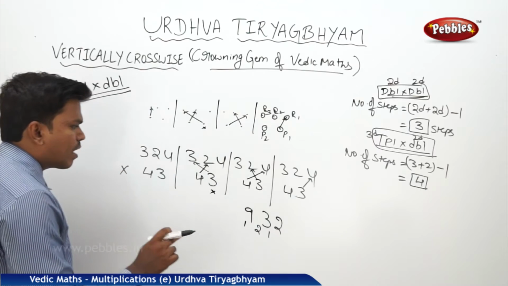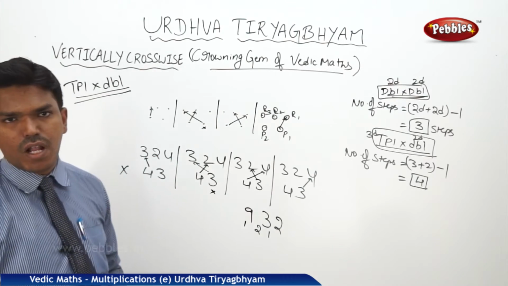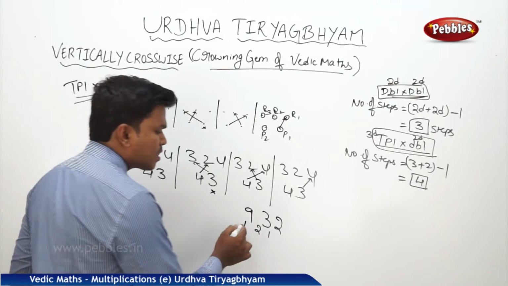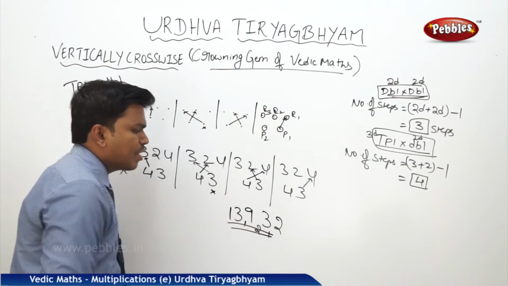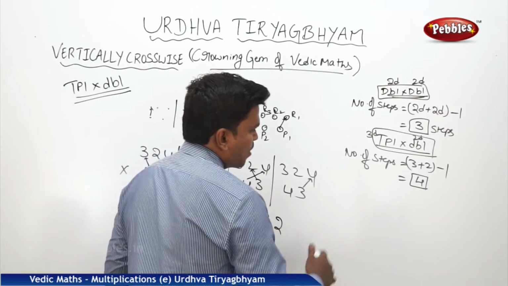Now what do we have to see finally? Second goes to last. That is second goes to third. So what is 4 3s? 12. 12 plus 1, 13. So finally what is our answer? 1393 2. Okay. So we'll see one more example here.